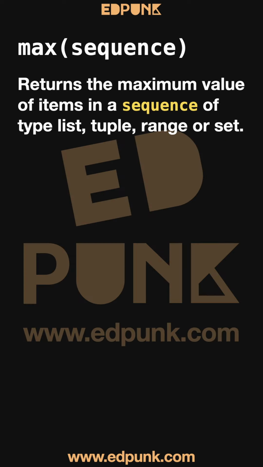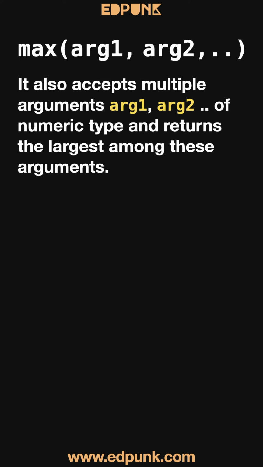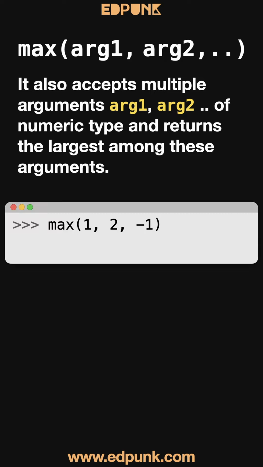Moving on to the next function. The max function returns the maximum value of numeric items in a sequence passed as an argument. For example, max of list 1, 2, minus 1 returns 2, which is the maximum value in the list. Apart from accepting a sequence, the max function also accepts multiple numeric arguments and returns the maximum among these arguments. For example, max of 1, 2, minus 1 returns 2, which is the maximum value among the provided arguments.